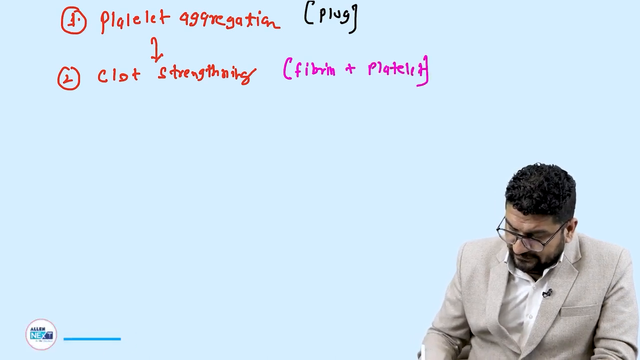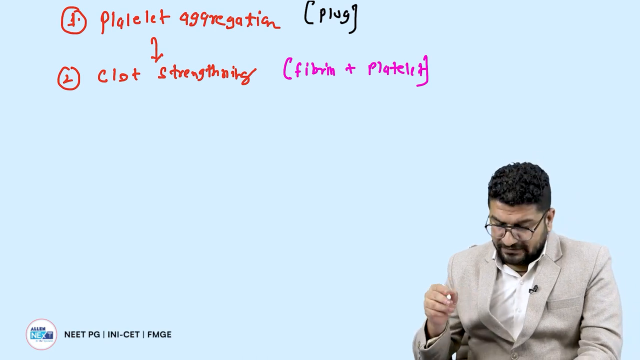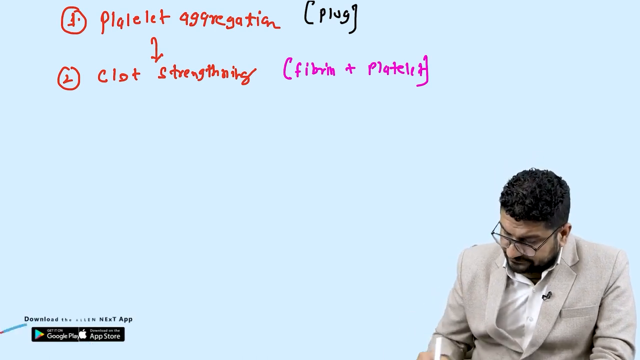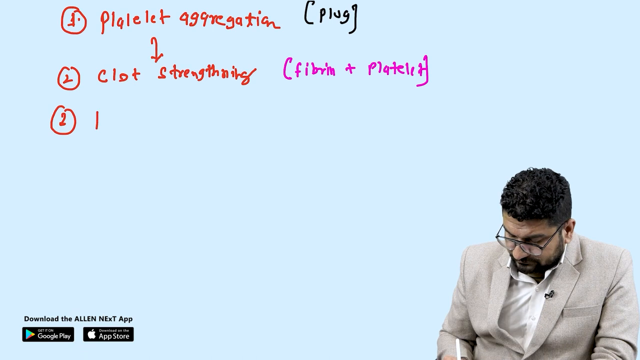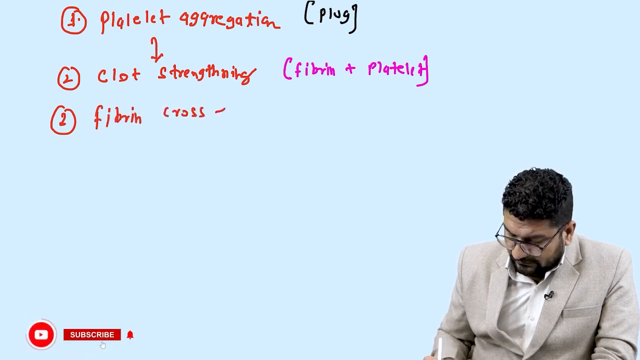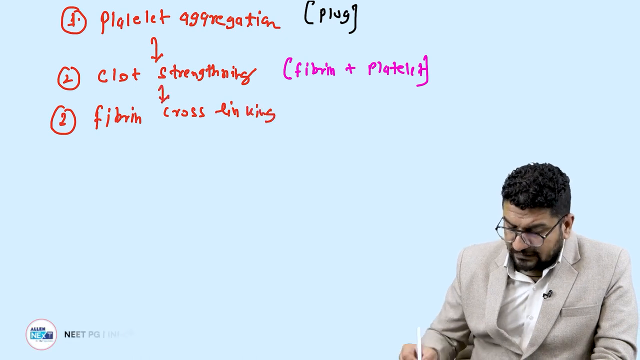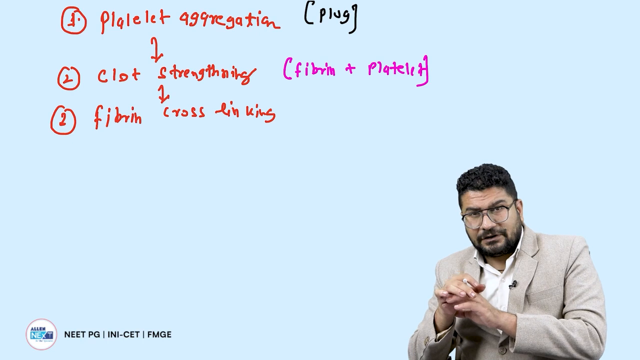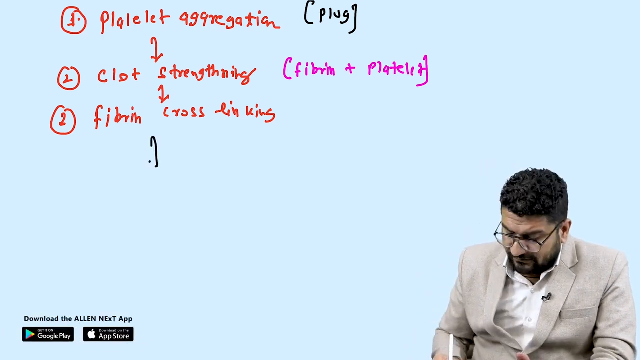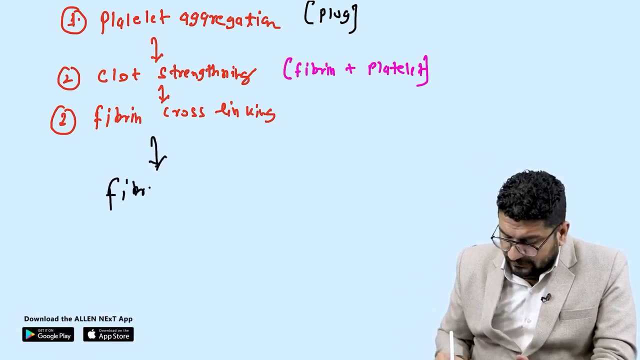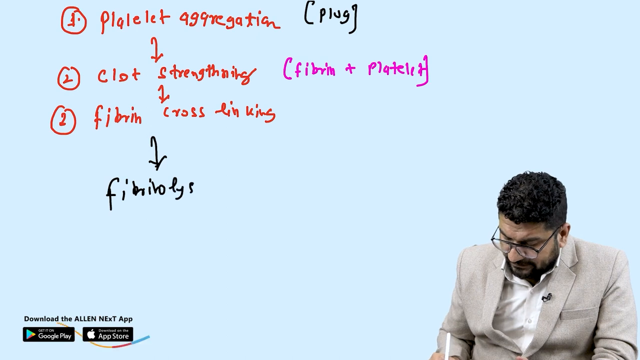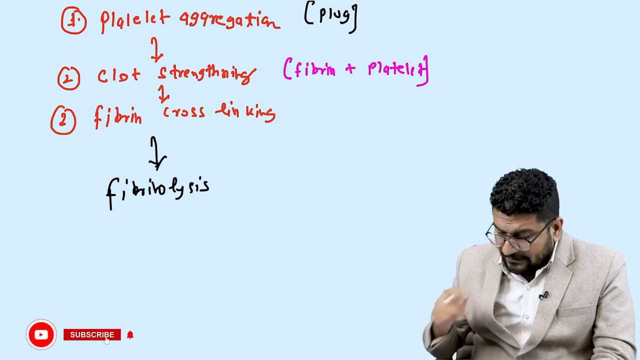Then we can notice there will be fibrin cross linking, and ultimately this is how a thrombus is formed. Now if you want to break down this thrombus, there can be fibrinolysis. So these are basically the steps of thrombus formation.